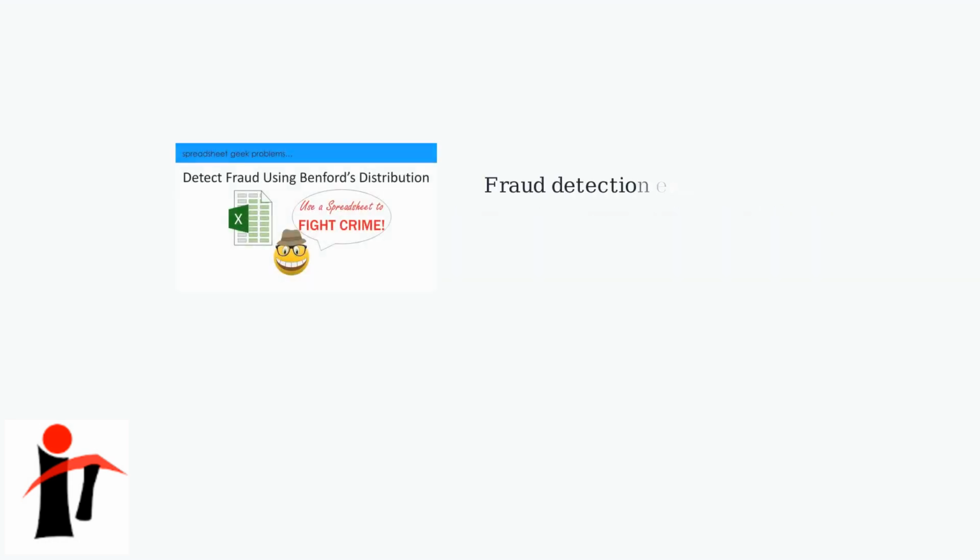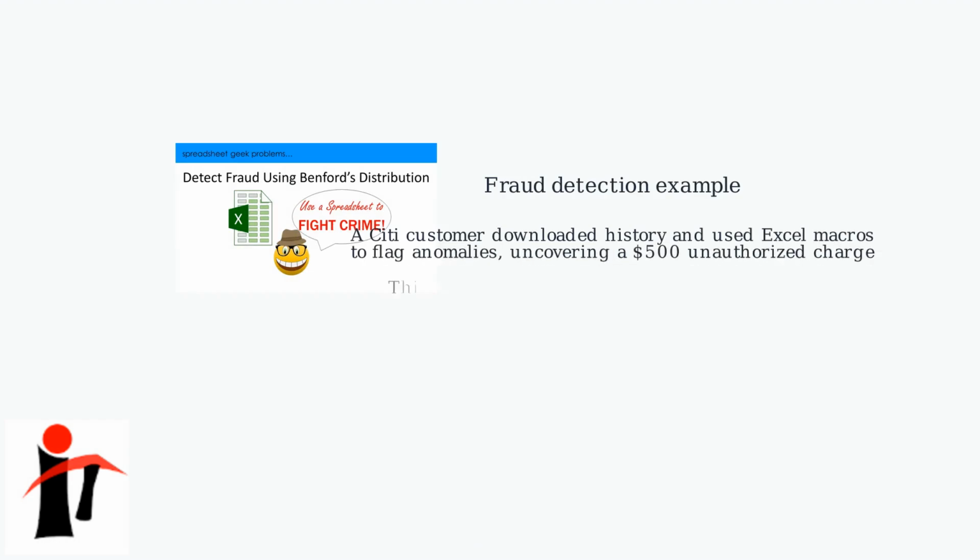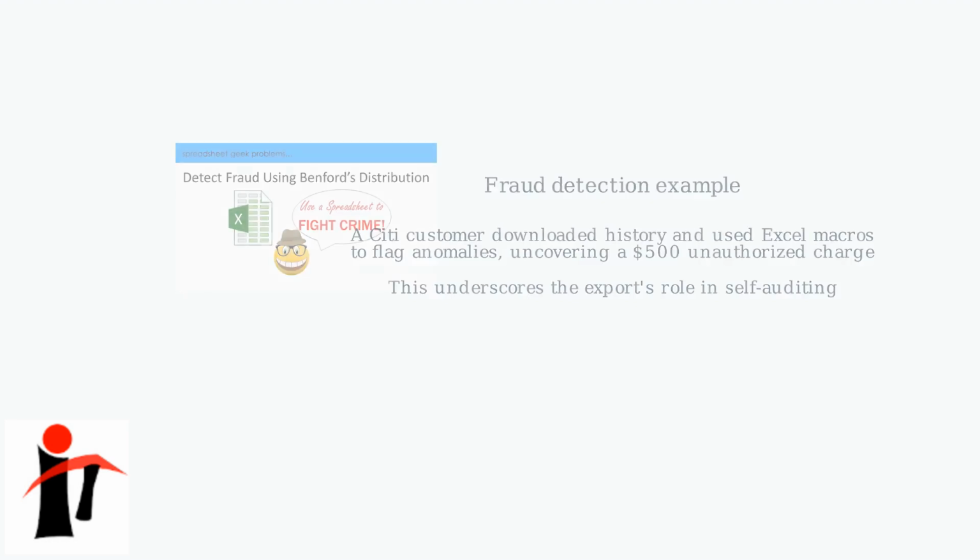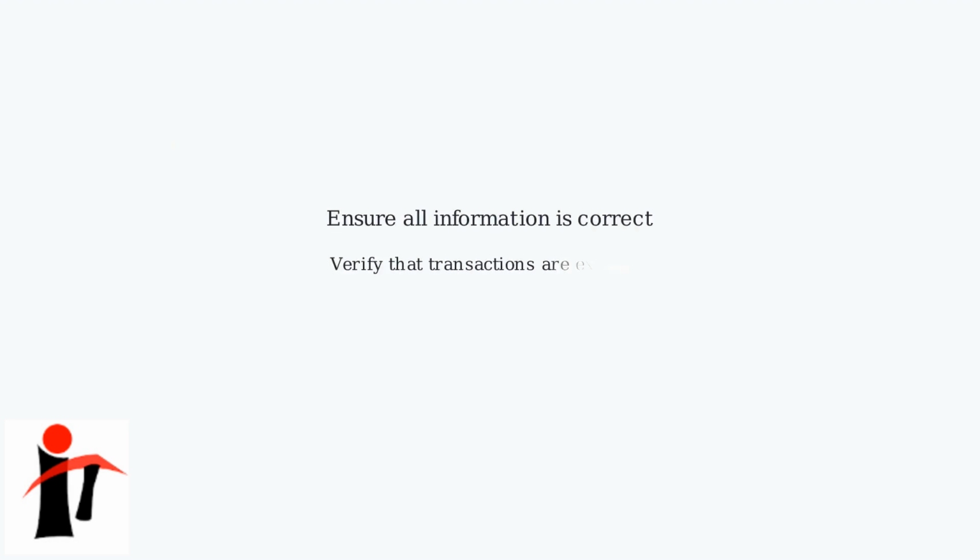In a fraud detection scenario, a Citi customer downloaded their history and used Excel macros to flag anomalies, uncovering a $500 unauthorized charge. This underscores the export's role in self-auditing. It is also important to make sure that all information is correct and the transactions are expected.